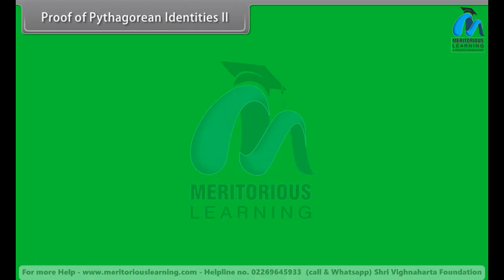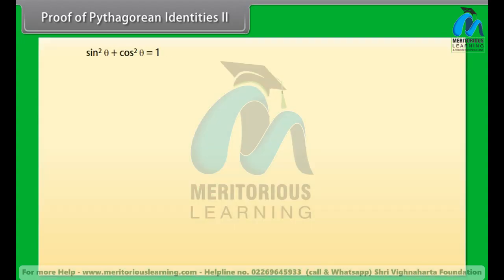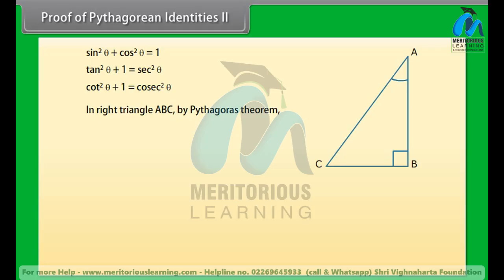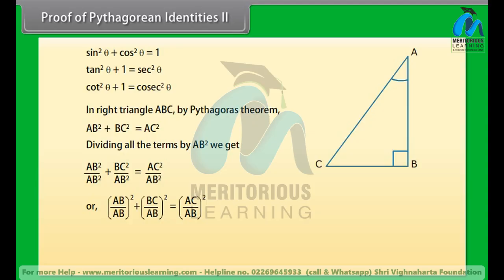Proof of Pythagorean identities 2. Similarly, we will prove these two identities. In right triangle ABC, by Pythagoras theorem, AB² plus BC² is equal to AC². Dividing all the terms by AB², we can write it as (AB upon AB) whole square plus (BC upon AB) whole square equal to (AC upon AB) whole square. That is, 1 plus tan²A is equal to sec²A. This is true for all A such that 0 degree is smaller than or equal to A, which is smaller than 90 degree.